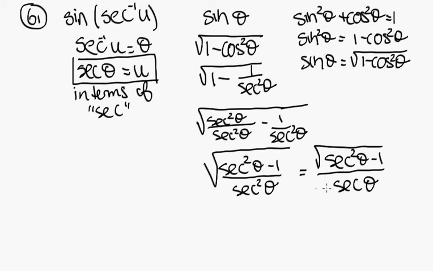Keeping in mind that technically I should have absolute value signs here, but like I said earlier, I'm not too concerned about that. So now I can substitute for the secant with a u. So my final answer here would be that it's the square root of u squared minus 1 divided by u. And so that's one way that you can re-express this. It's definitely not the only way, but it does work this way.